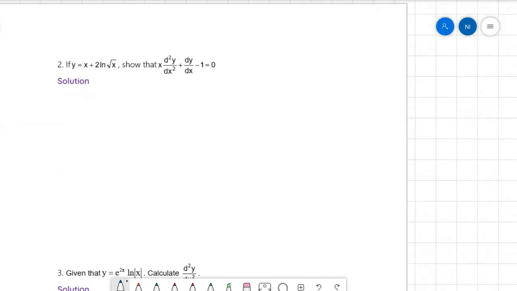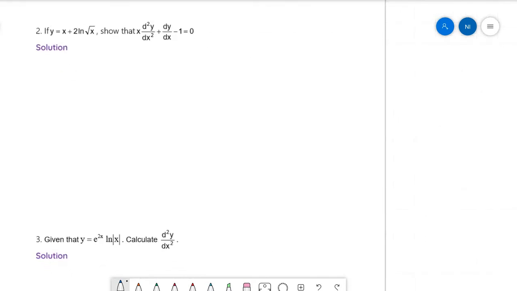Let's look at the second one. We have here, if y equals x plus 2 ln root x, we need to show that x d squared y/dx squared plus dy/dx minus 1 equals 0. Let's determine the dy/dx and the second derivative. First we have y equals x plus 2 ln root x. To make it easier, change it into index form first.